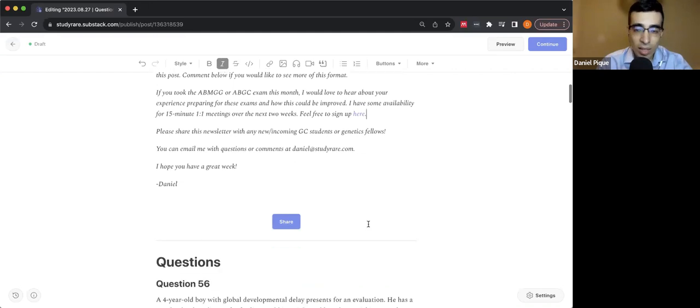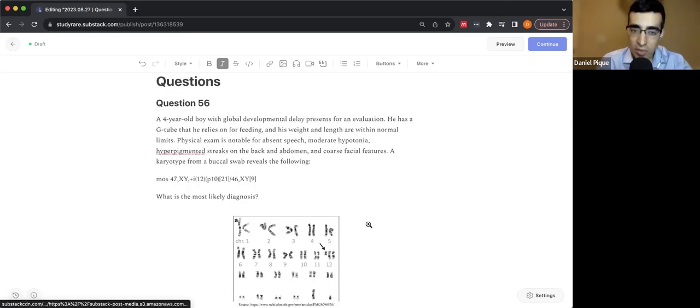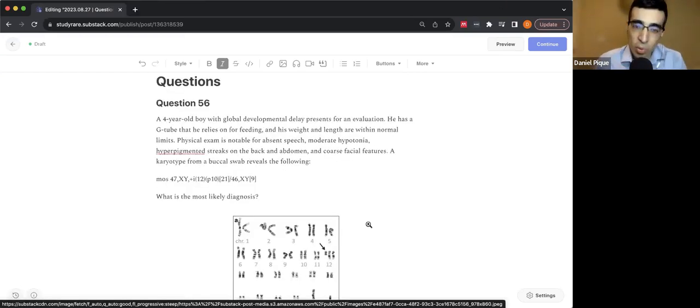And with that, let's go ahead and read the first question. Question 56: a 4-year-old boy with global developmental delay presents for an evaluation. He has a G-tube that he relies on for feeding, and his weight and length are normal. The physical exam shows no speech, hypotonia, hyperpigmented streaks on the back and abdomen, and coarse facial features.